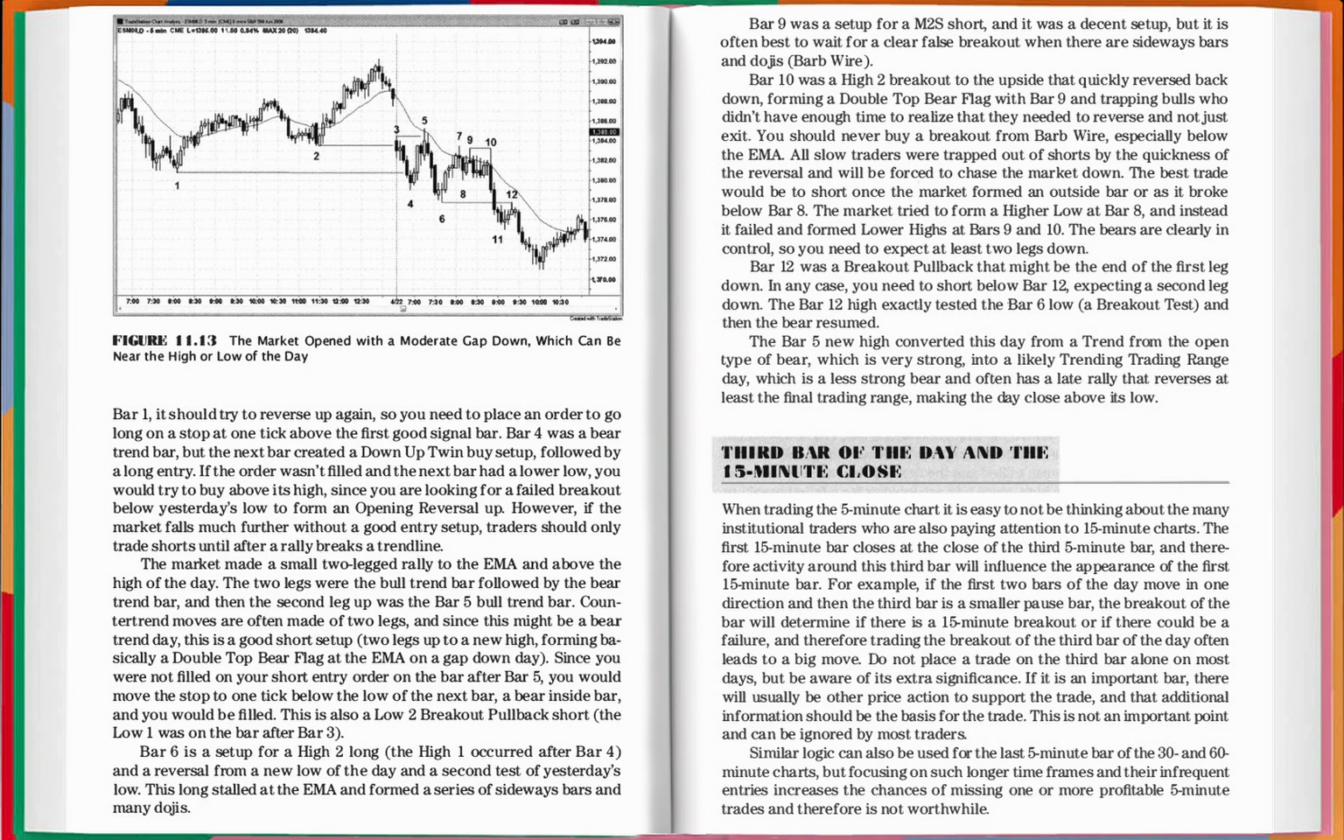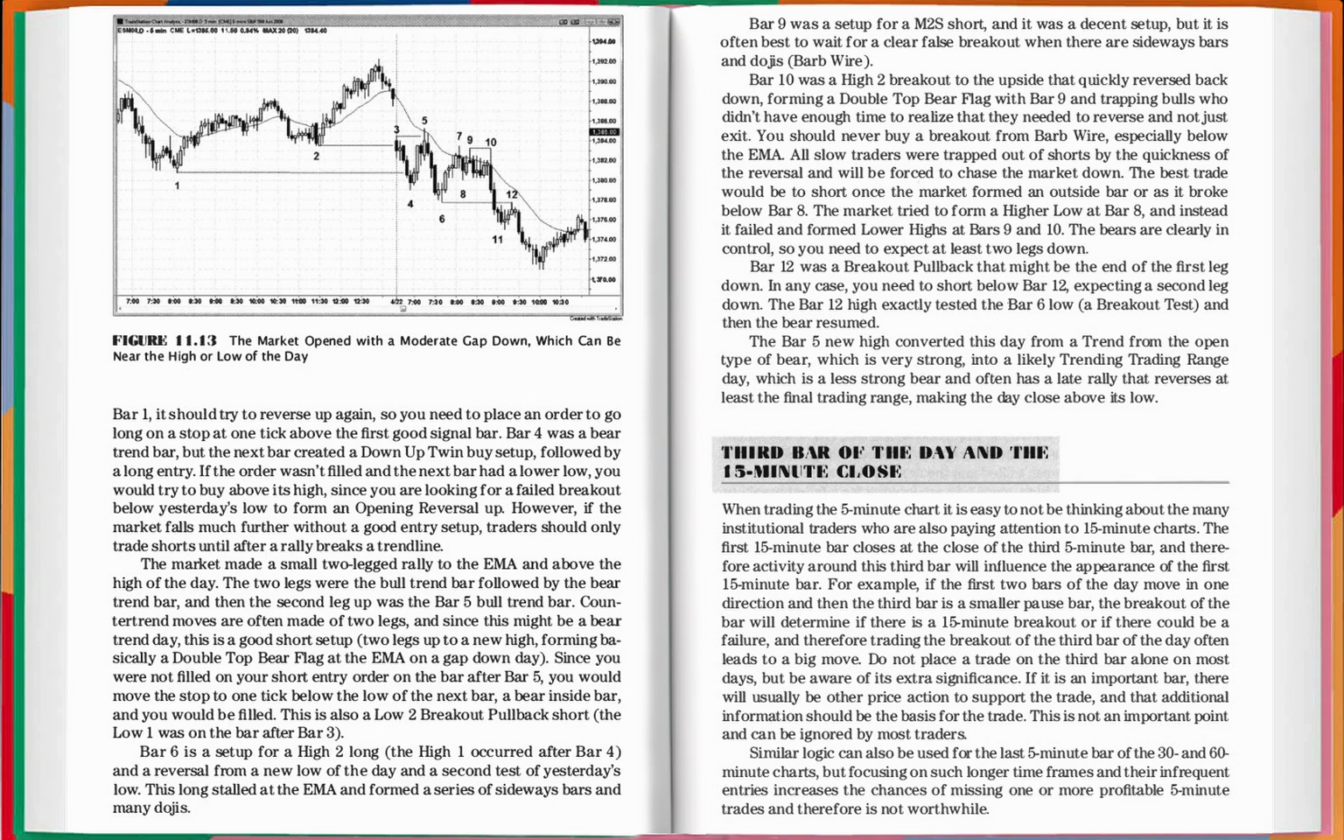Bar 9 was a setup for a M2S short, and it was a decent setup, but it is often best to wait for a clear false breakout when there are sideways bars and dojis, barbed wire. Bar 10 was a high 2 breakout to the upside that quickly reversed back down, forming a double top bear flag with bar 9 and trapping bulls who didn't have enough time to realize that they needed to reverse and not just exit. You should never buy a breakout from barbed wire, especially below the EMA.